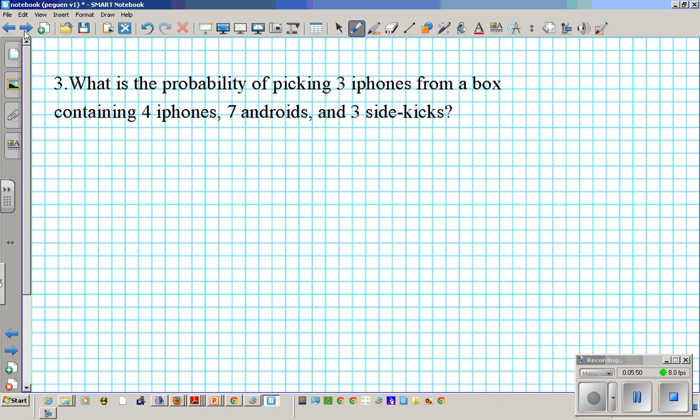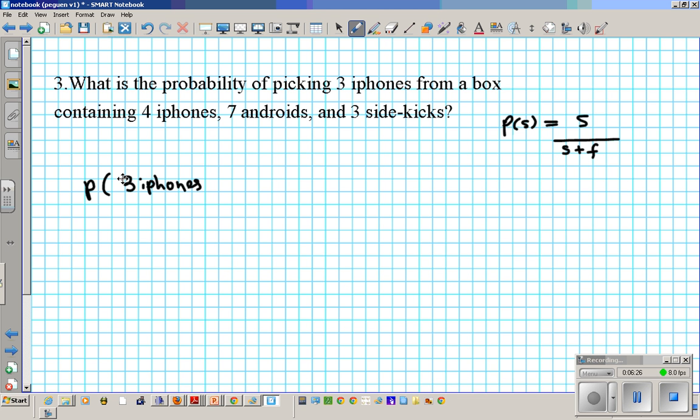It says, what is the probability of picking 3 iPhones from a box containing 4 iPhones, 7 Androids, and 3 sidekicks? So this is just one selection here. We're not selecting 3 different items, just one kind of item, which is an iPhone. In this case, probability of success again is equal to success over success plus failure. So probability of selecting 3 iPhones.